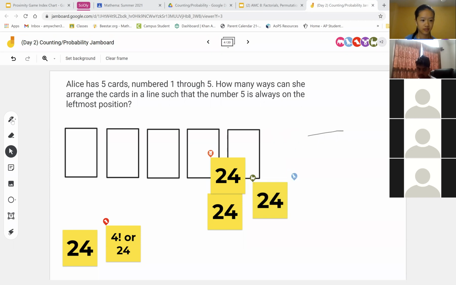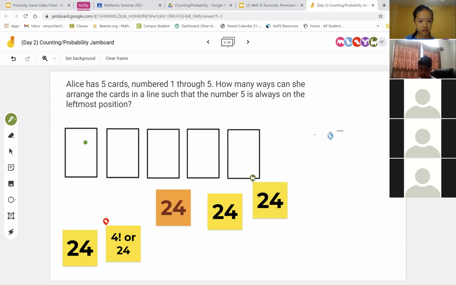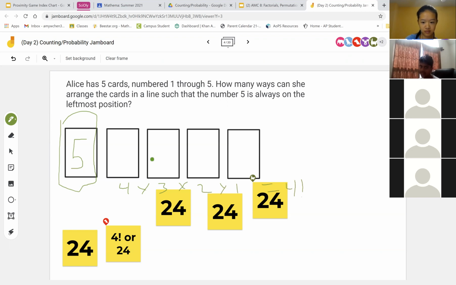So I got 24 because the first one has to be 5. Exactly. And the other 4 cards could be any number 1 through 4. So the first card could be 4, and then the second card has 3 possibilities, and doing that you get 4 factorial, which is 24. Nice, that's perfect. That's exactly how you solve the problem.